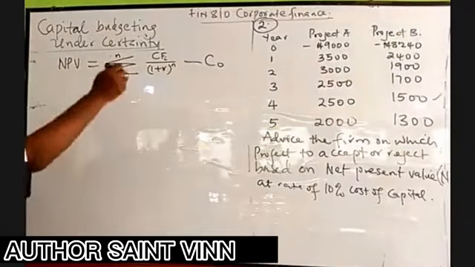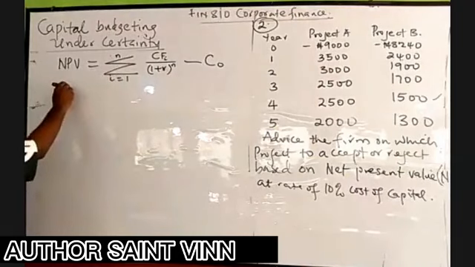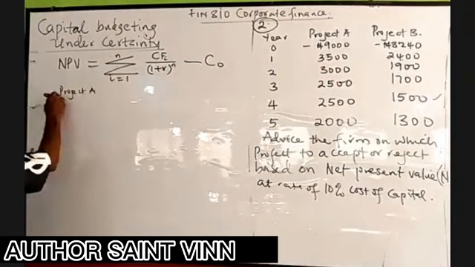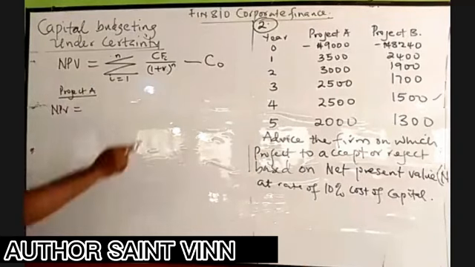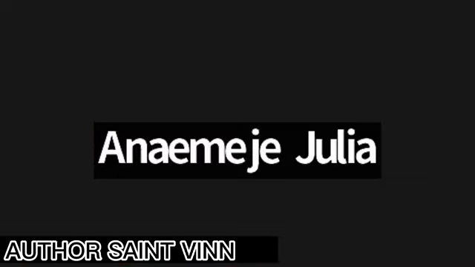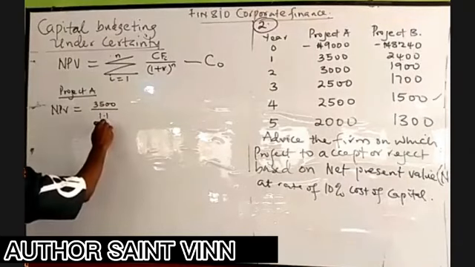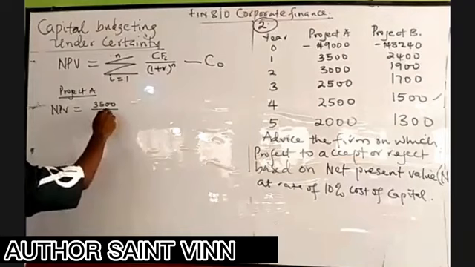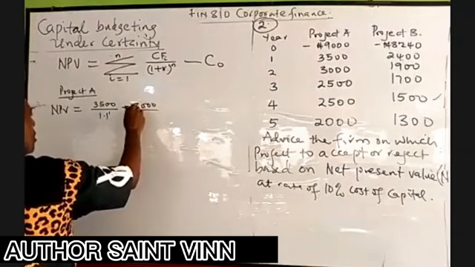In simple language, if I want to solve the project NPV, year 1 is how much? 35 over 1 plus 10%. I hope you agree with this. This will be year 1, plus 3,000 for year 2.